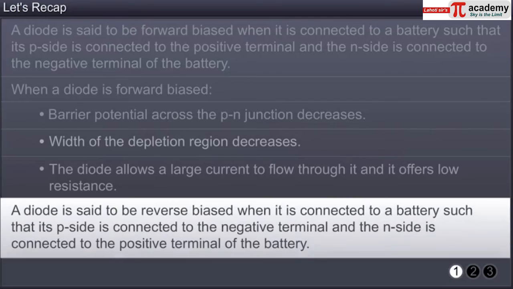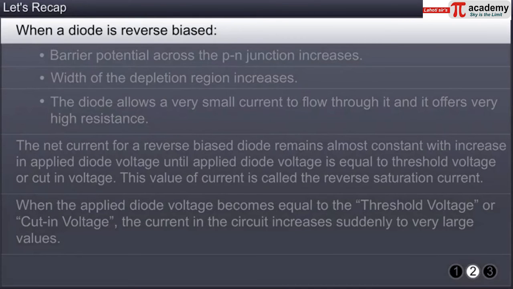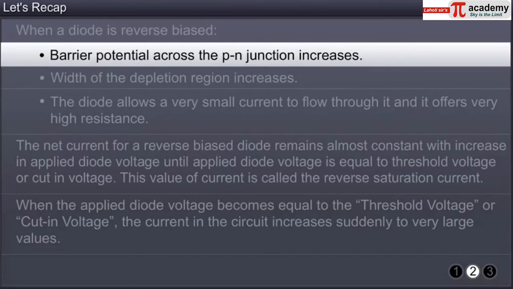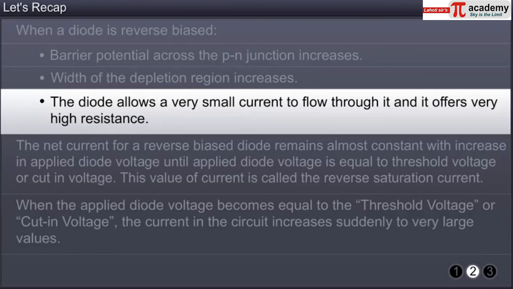A diode is said to be reverse biased when it is connected to a battery such that its P side is connected to the negative terminal and the N side is connected to the positive terminal of the battery. When a diode is reverse biased, barrier potential across the PN junction increases. Width of the depletion region increases. The diode allows a very small current to flow through it and it offers very high resistance.